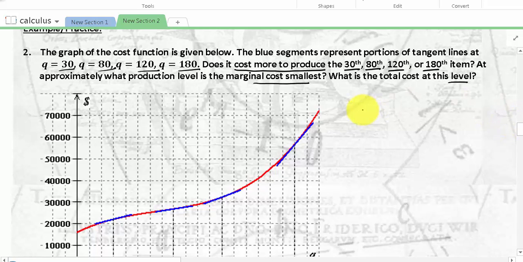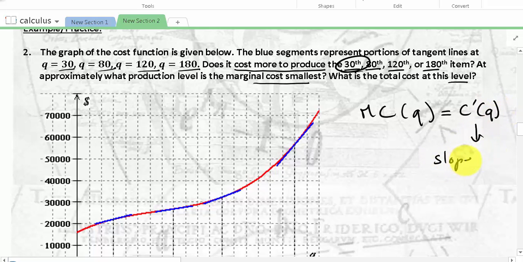So it's about the marginal cost, because I'm asking you, does it cost more to produce the 30th, 80th, 120th, or 180th item? So it's about the marginal cost. And the marginal cost is the derivative of the cost function. This is represented by the slope of the tangent line. So does it cost more to produce the 30th, 80th, 120th, or 180th item?